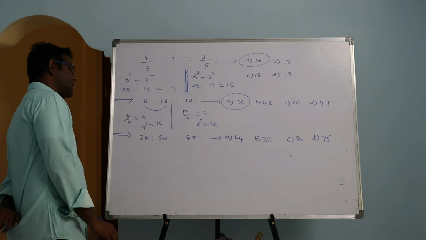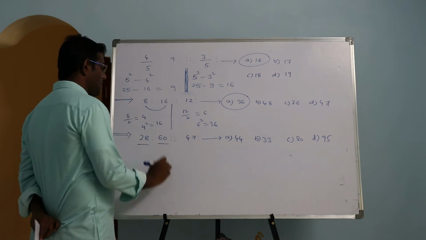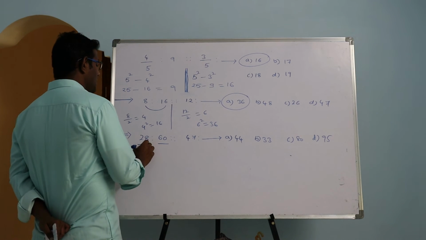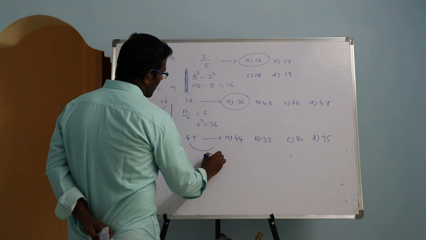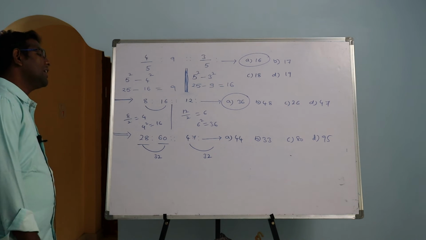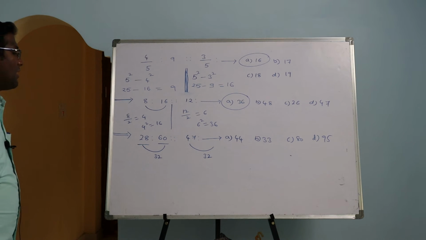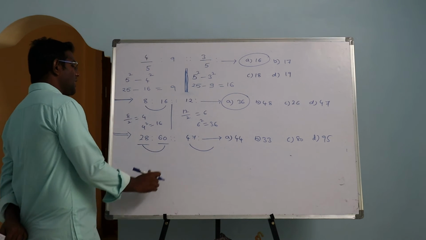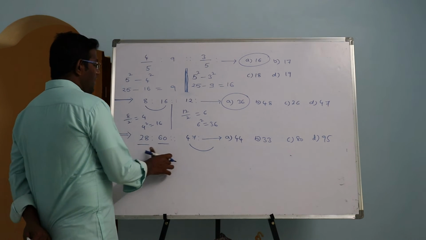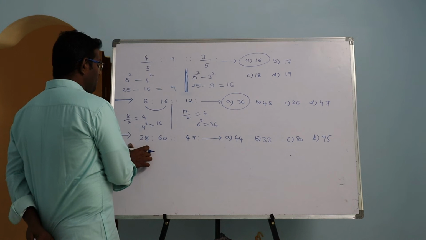28 belongs to 60. Is there any relation between 28 and 60? Here the gap is how much? 32. If the gap is 32, your answer goes to 79. Is there any relation with 79? Nothing, there is no relation with 79. What's the relation, sir? 28 becomes 60, how is it possible?